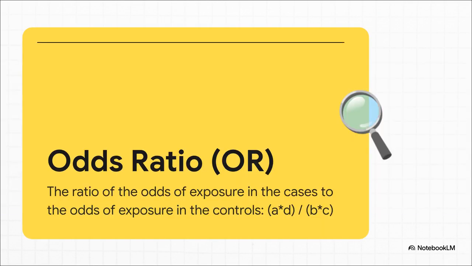And the odds ratio is simply the ratio of those two odds. You take the odds of exposure in the cases, and you divide it by the odds of exposure in the controls. Now, the formula simplifies really nicely to what we call the cross-product ratio, just A times D divided by B times C. And that one number gives us a really powerful measure of how strong the association is.